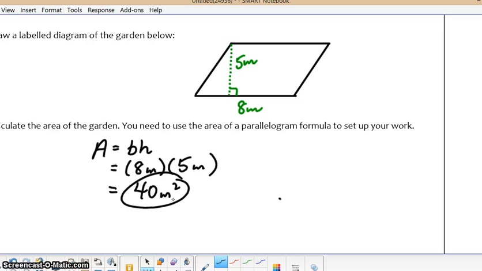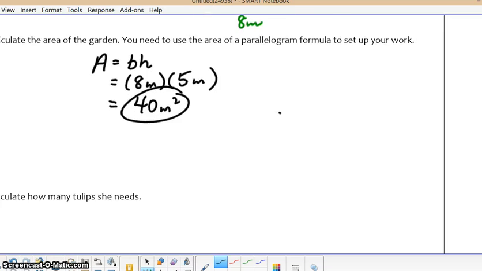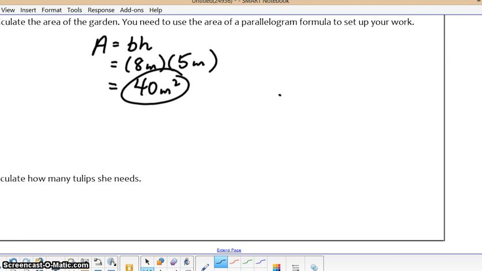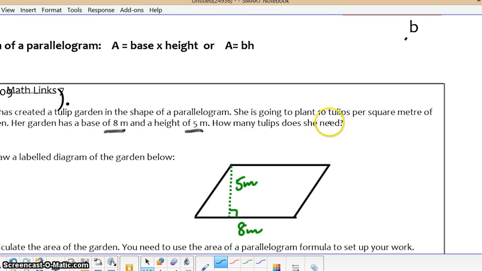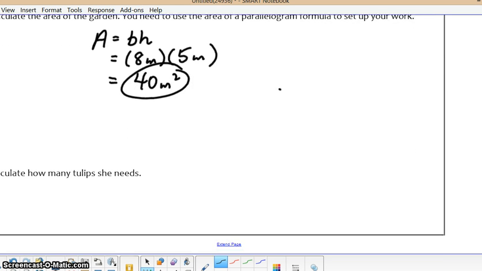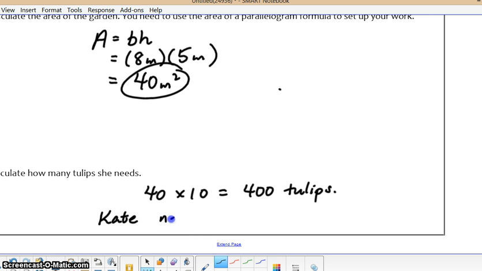Now, what we're going to do is figure out how many tulips she needs. According to the question, she's going to plant 10 tulips per square meter of garden, and we've got 40 square meters of garden in total. We're going to do 40 meters squared, which is the area of the garden, times 10 tulips per square meter. We know she needs 400 tulips. So Kate needs 400 tulips.